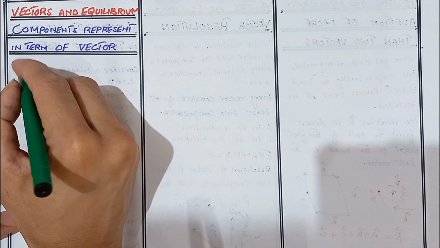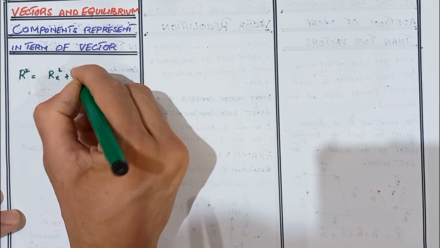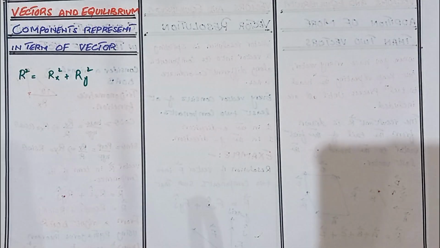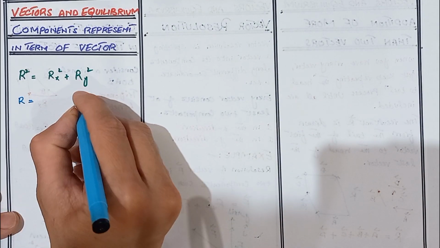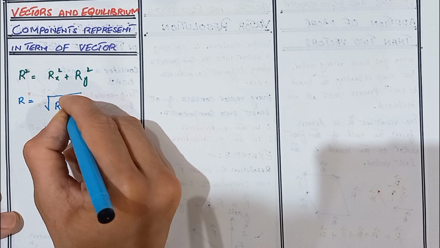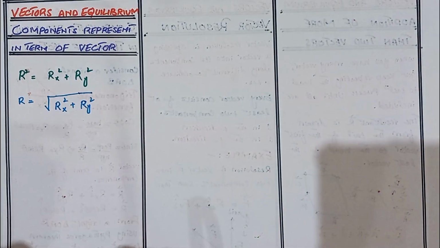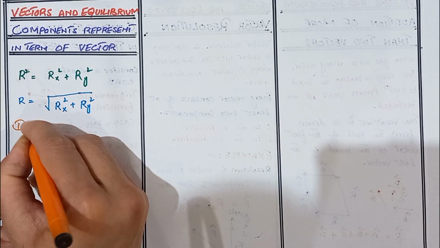In the last we get that the resultant vector R squared is equal to Rx squared plus Ry squared. If we take the square root on both sides, we get the magnitude of the resultant R equal to the square root of Rx squared plus Ry squared. Now we determine the direction of the vector.